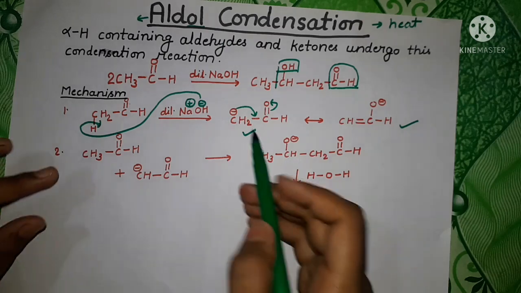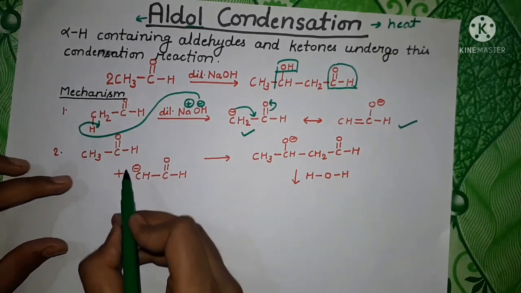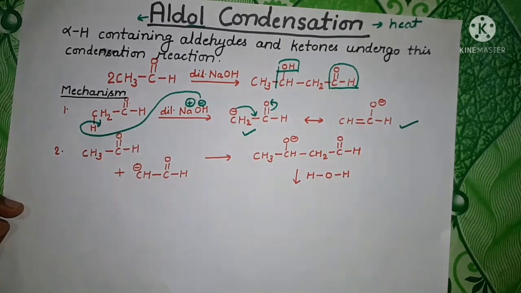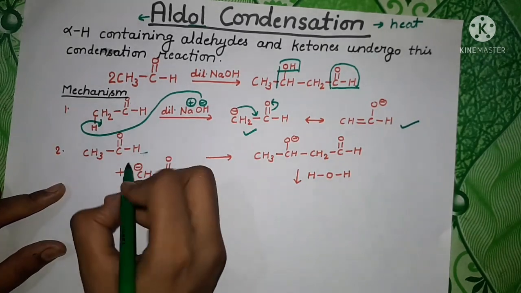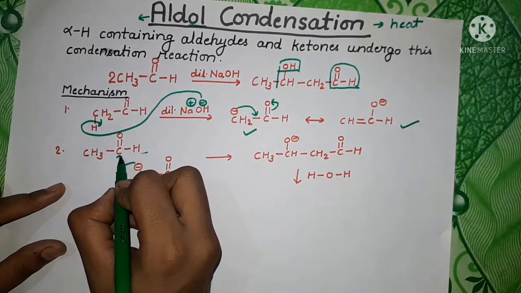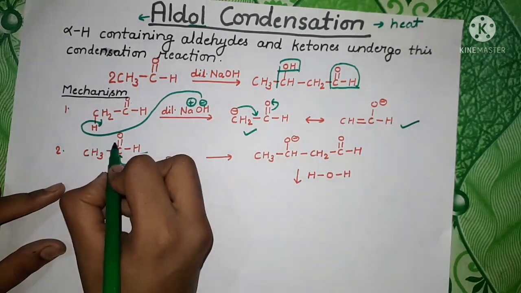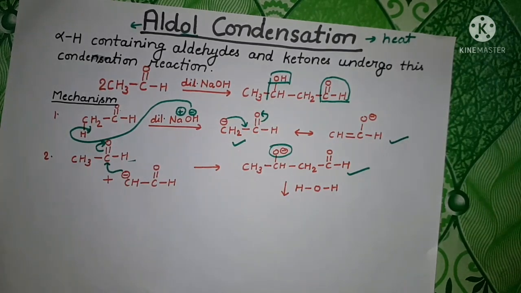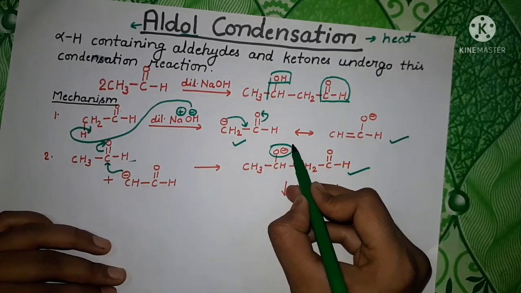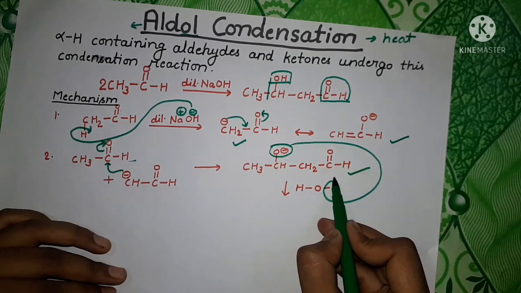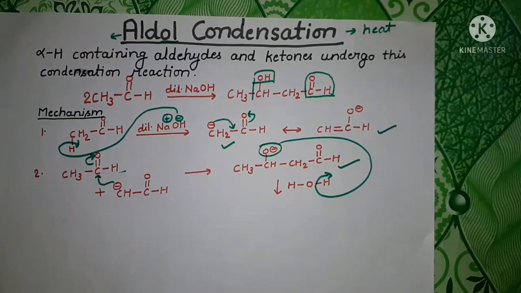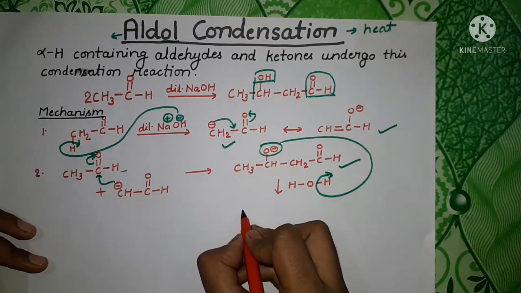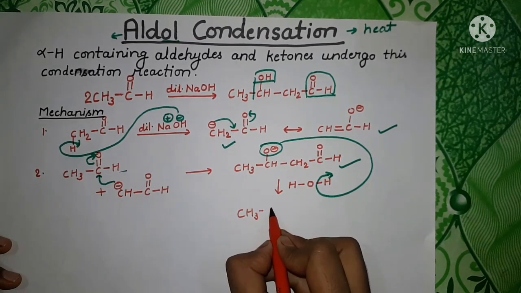And further in the second step of the mechanism, this carbanion is going to act as a nucleophile for the second mole of aldehyde, and it will attack the electrophilic center of the carbonyl carbon, and we get this O negative here. And further, this O negative means this compound is acting as a base and it will take hydrogen from the water. And what we will get? We will get the aldol product.